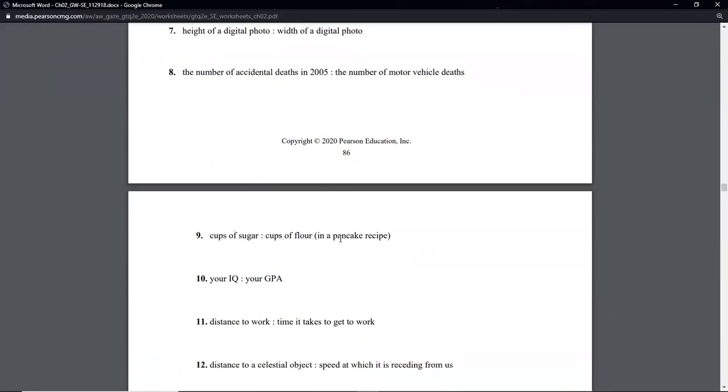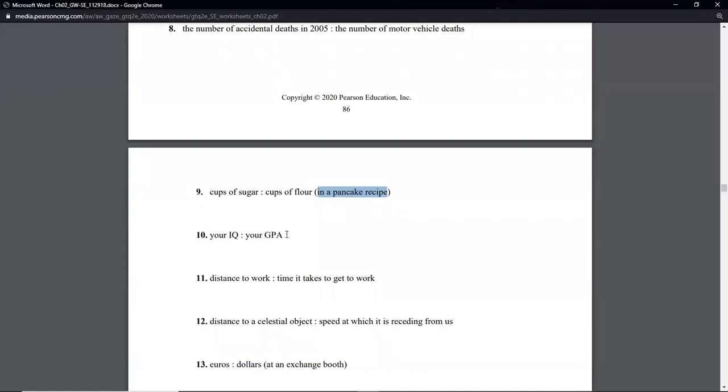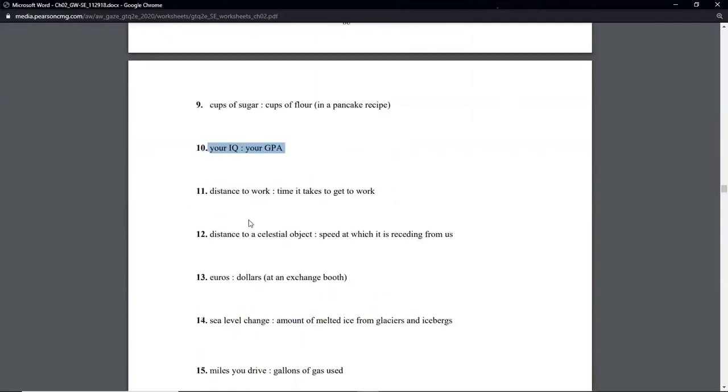Cups of sugar to cups of flour in a pancake recipe. So in grandma's wonderful pancake recipe, when she makes them, if she's just making pancakes for you, they turn out the same way as if she's making pancakes for the whole family Christmas morning and she's got to make 50 of them. So think about it that way. They got to turn out the same. Your IQ versus your GPA. I have one word that I'll say that spoils this one: laziness.